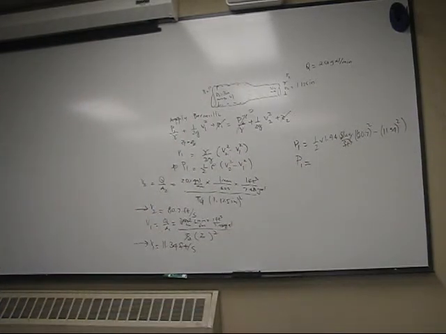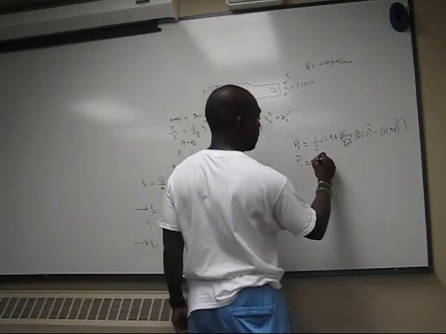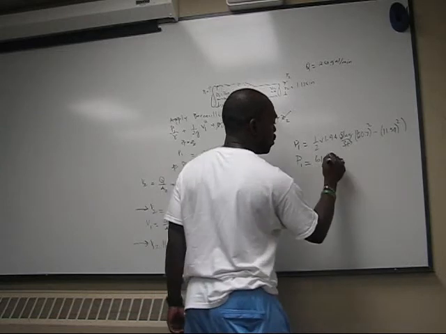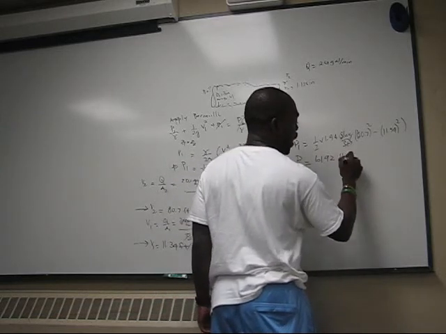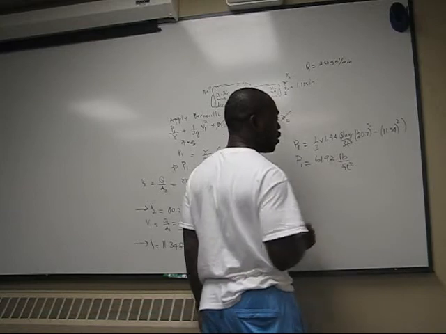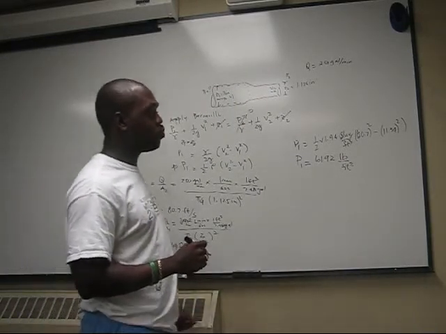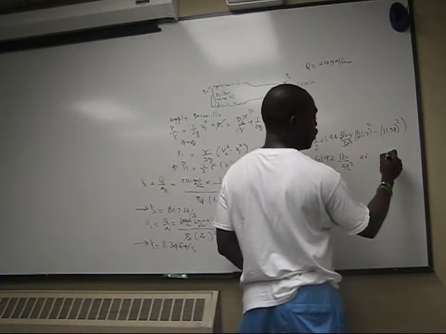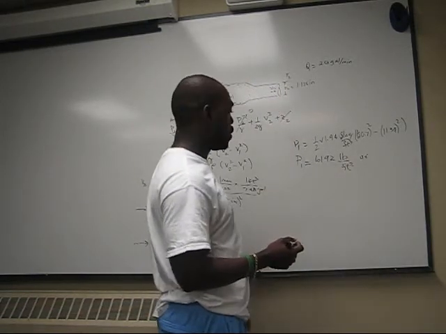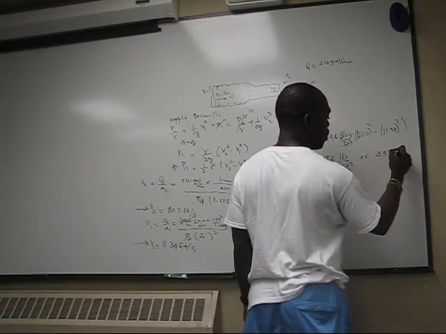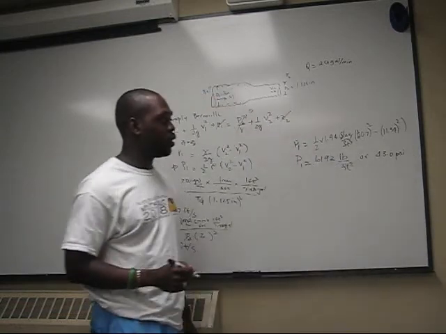I'm going to plug it into the calculator quickly. P1 turned out to be 6,192 pounds per square foot. Or you can convert it into PSI if you want, and it will be 43 PSI.